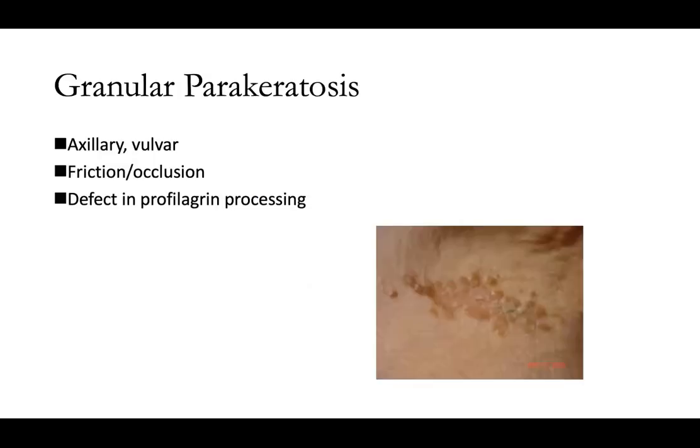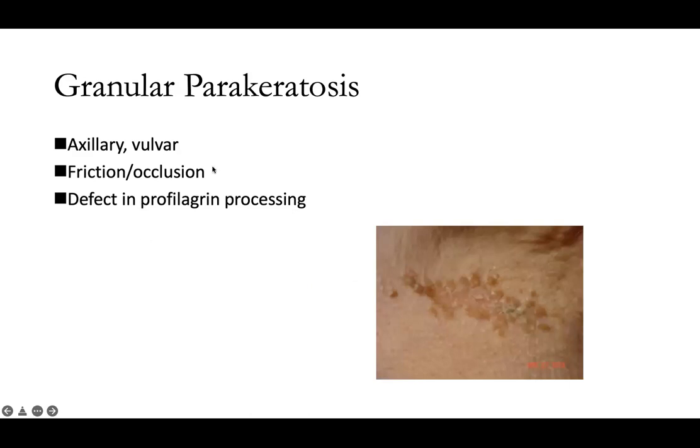A word about granular perikeratosis. Granular perikeratosis is a type of rash that will develop in the intertriginous areas. You're going to see this brownish to goldish to yellowish color papules coalescing into plaques. They'll often be induced by friction or occlusion, and there's a defect in profilaggrin processing.